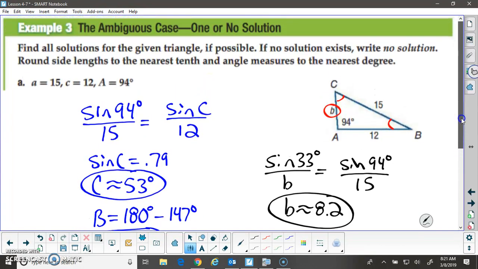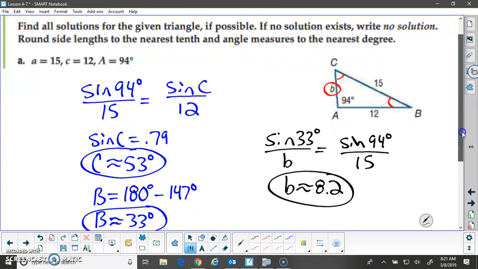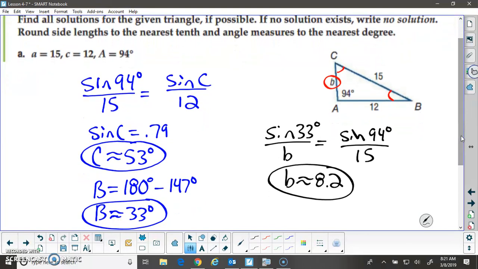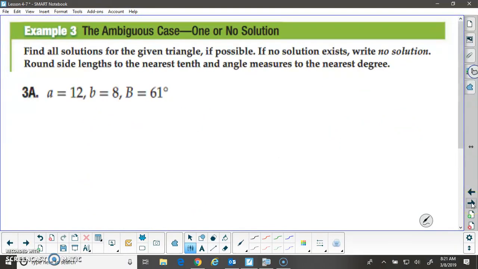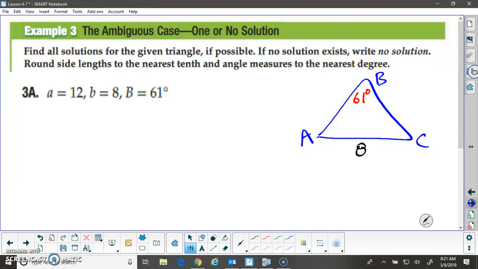So this is called the side-side angle case. Another example of that. Now, if you're not given a picture, I always think it's best to draw a picture and then label your sides A, B, and C. The picture does not have to be drawn to scale. And so you can see I'm going to put 61 degrees here for angle B. We're going to put length B as 8 and length A is 12.